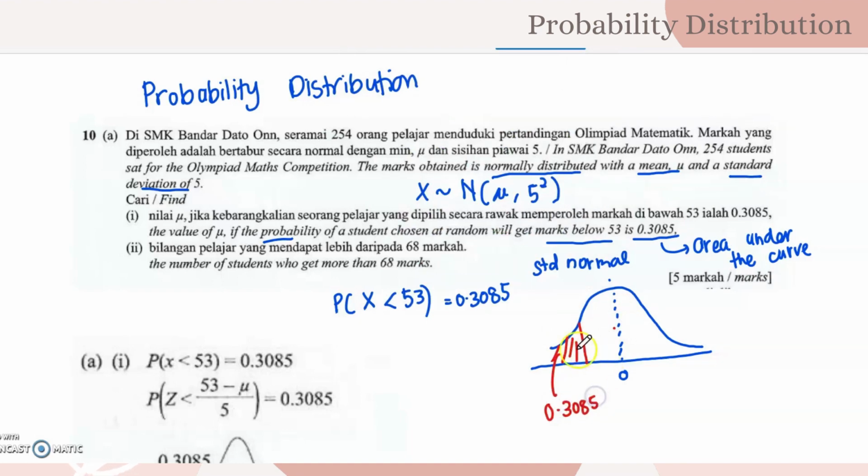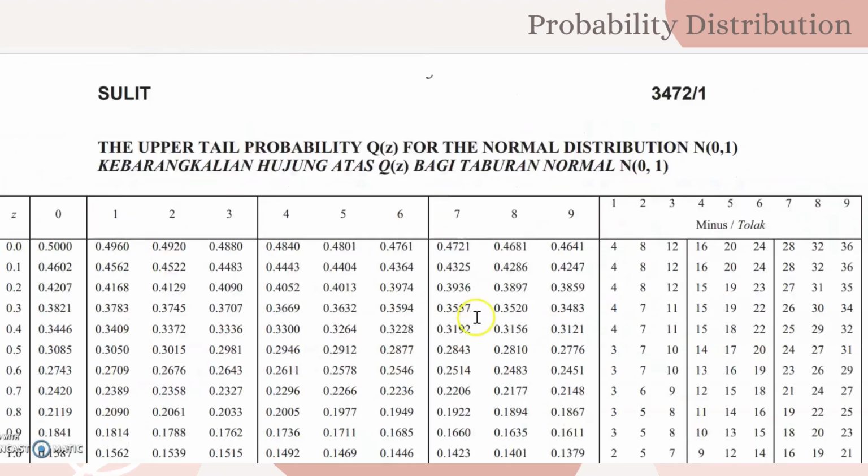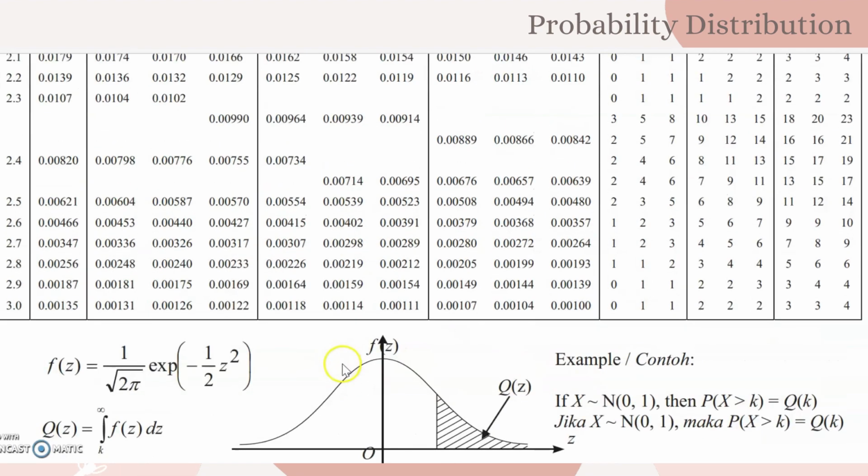So this part is the value of Z, the value for 53 in the form of standard score. Since it is on the left hand side, the value of the standard score will be negative. From the table, the table for the standard normal distribution, we can only read in the form of positive.